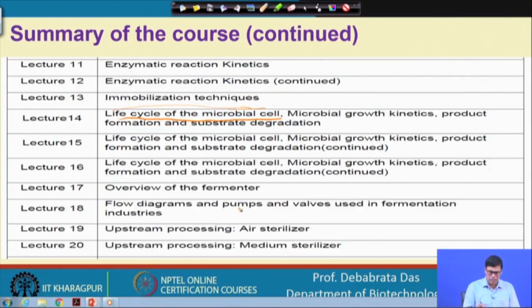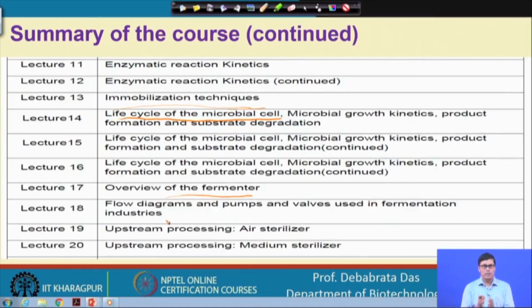Then I discussed the overview of the fermenter in 1 lecture. Then when you come to the industrial part of the biochemical process, the flow diagram is very important, and the flow diagram may be of 2 types: one is the block flow diagram and the other is the process flow diagram. Block flow diagram means, I told you, that processes are different units.